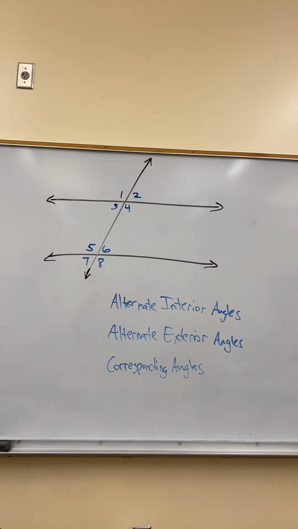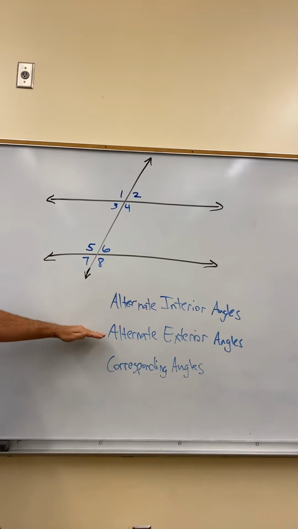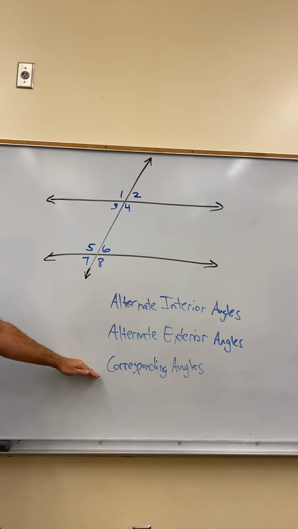Okay, today we're going to talk about more types of angles. We're going to talk about three types today: alternate interior angles, alternate exterior angles, and corresponding angles.